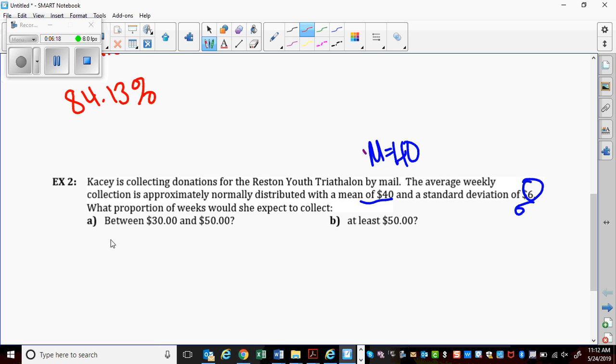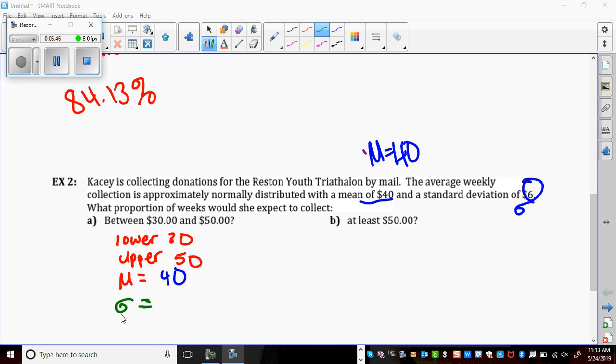So my lower bound is going to be 30 when I put this in my calculator. So we go to second vars, and I'm going to press number 2, and our lower bound is 30. Our upper bound is 50. My mean is 40. Sorry guys. So the mean is 40, and then the standard deviation is 6. When we plug this into our calculator, we get 0.904. So that's like 90.4%.